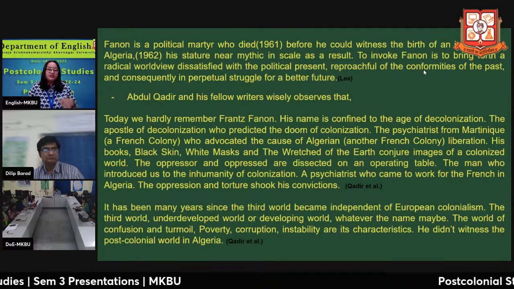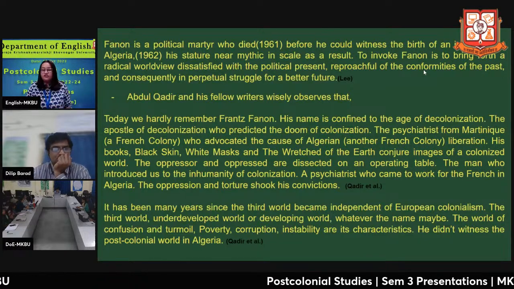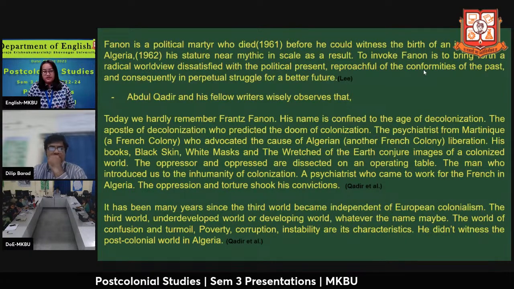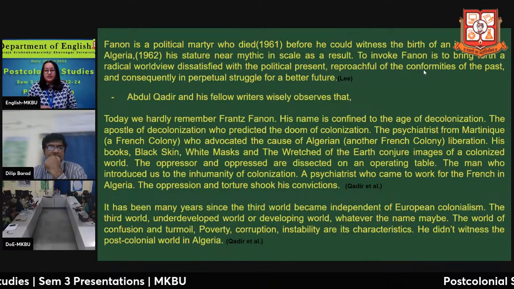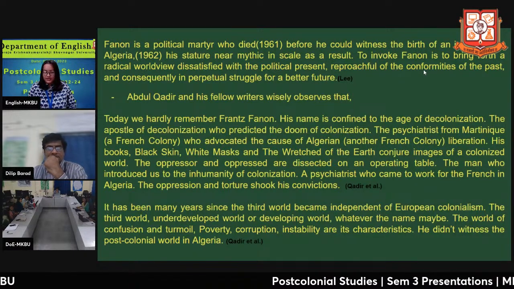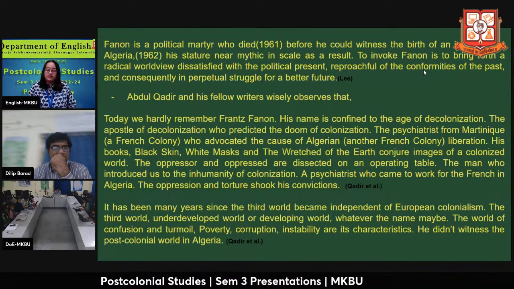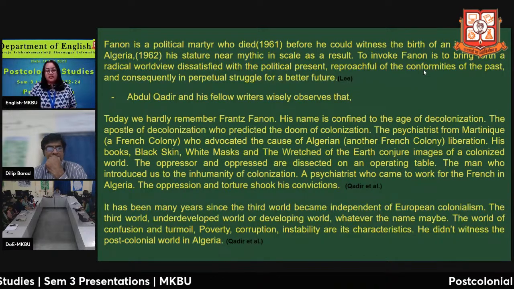His books, Black Skin, White Masks, and The Wretched of the Earth, conjure images of the colonized world. The oppressor and oppressed are dissected on an operating table. He was the man who introduced us to the inhumanity of colonization, a psychiatrist who came to work for the French in Algeria. The oppression and torture shook his convictions.